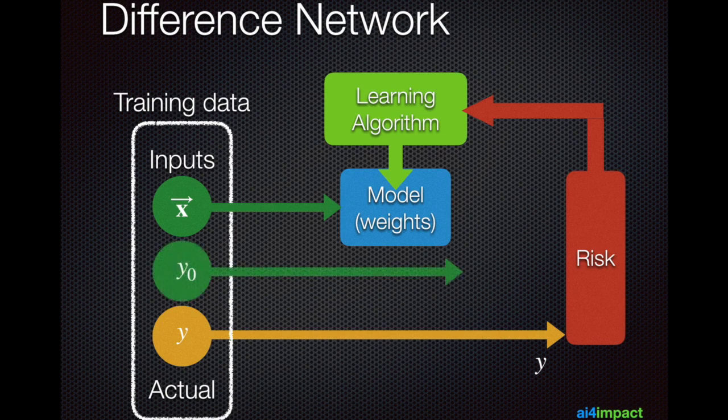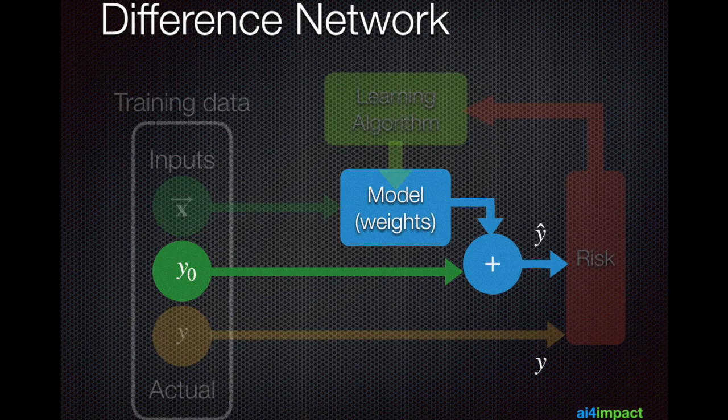Here's how it's done. We additionally have a y naught value, and what we do is we add the model output to y naught as our predicted value. This simple change can dramatically change the predictive power of your network. Let's see why this works.